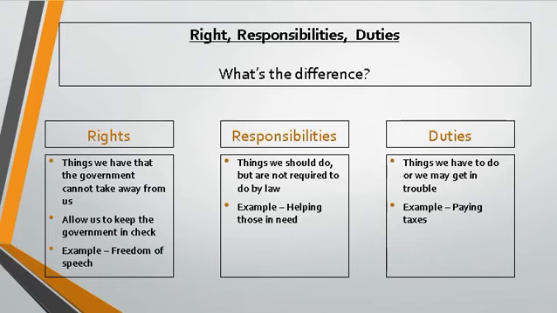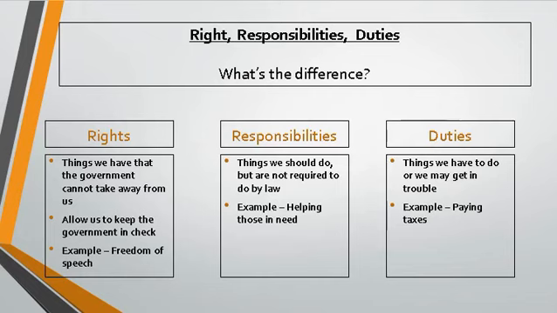Before we get into rights, let's make sure that we understand these three words that we've gone over a few times this year. The three words are rights, responsibilities, and duties. What's the difference between these three? Rights are things that we have that the government cannot take away from us. They allow us to keep the government in check. An example of a right that we have is freedom of speech.